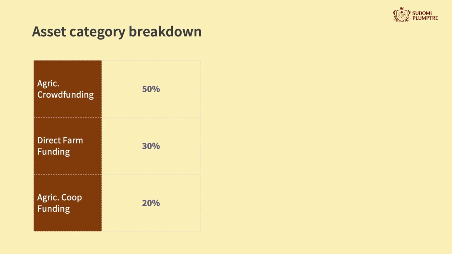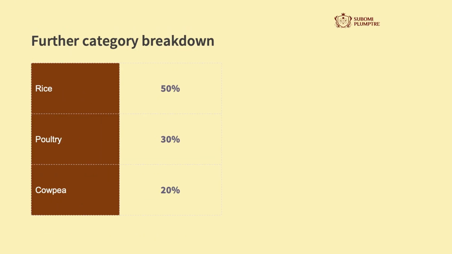And even within a particular asset class, so even within agriculture, you could still spread your risk. You could say 50% in crowdfunding, 30% in direct farm funding, 20% in cooperative funding. So within one asset class, you can still break down even further to the types of investments you're going to be doing. And even within agriculture, you can break down by type.